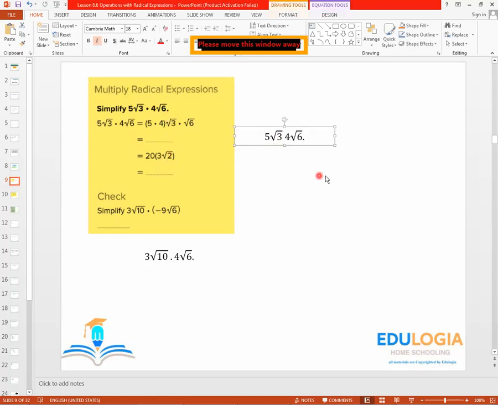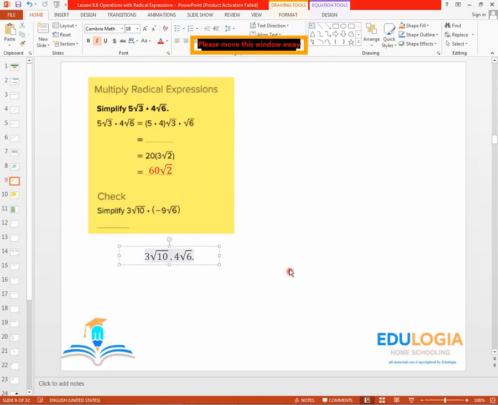So it's root 2 inside. And multiply 20 by 3. 20 by 3 is 60, I think. Yes, I think so. So the answer is 60 root 2.